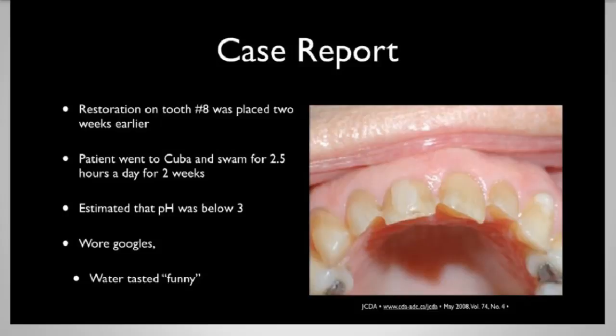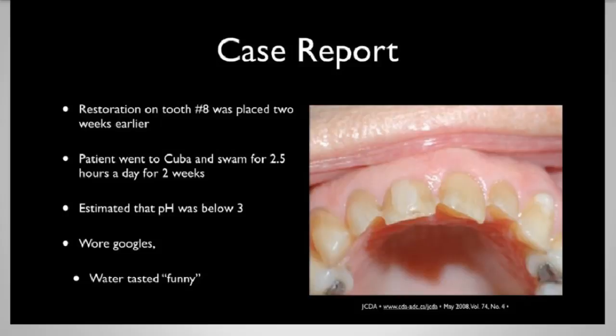Now, I'm fairly confident the clinician that placed this composite 2 weeks prior did not artificially raise the facial structure. This was most likely in alignment with the adjacent enamel that was present. But in a 2-week standpoint, significant erosive wear occurred through intake of the water, and it's estimated that the pH of the pool was below 3. The patient reported that she had a funny taste in her mouth. You would think it would burn her eyes, but she had worn goggles the entire time and didn't realize the amount of destruction that was occurring.